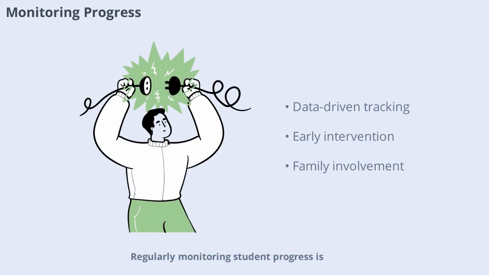Regularly monitoring student progress is essential in a blended learning environment. Use data from online activities, assessments, and classroom observations to track learning. Identify students who may need additional support and intervene early. Share progress with students and families to keep everyone informed and involved. Ongoing monitoring helps ensure that all students stay on track and achieve their learning goals.